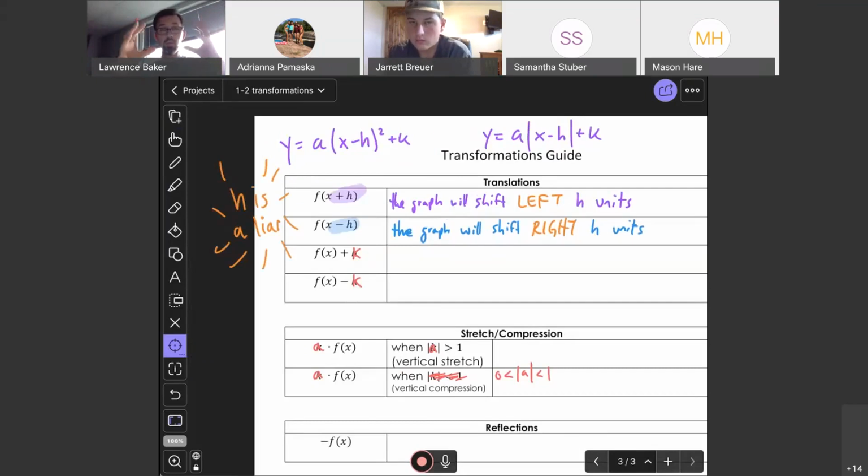Okay? When you're working with values inside of the function, like that's inside of the square, this is inside of the absolute value, it's going to do the opposite of what we think it will. And it happens a lot. So just getting this idea down that we can't trust that guy that's inside the parentheses helps us learn that stuff later on faster. Okay.